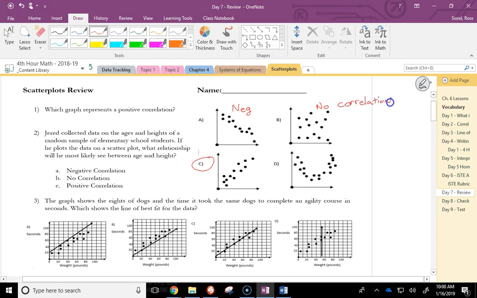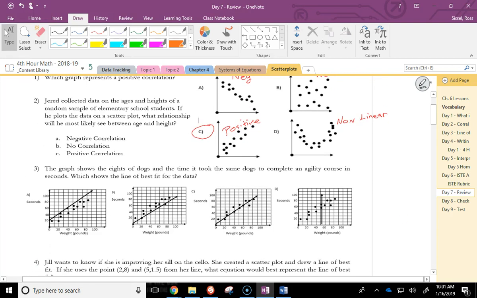I'd write this on your review because this is what you could be using to study. And then D, nonlinear, as our curve. Awesome. On your test, they're probably going to give you one that you're going to have to identify if it's negative, no correlation, nonlinear, or positive. So, this one was our answer. Good job.